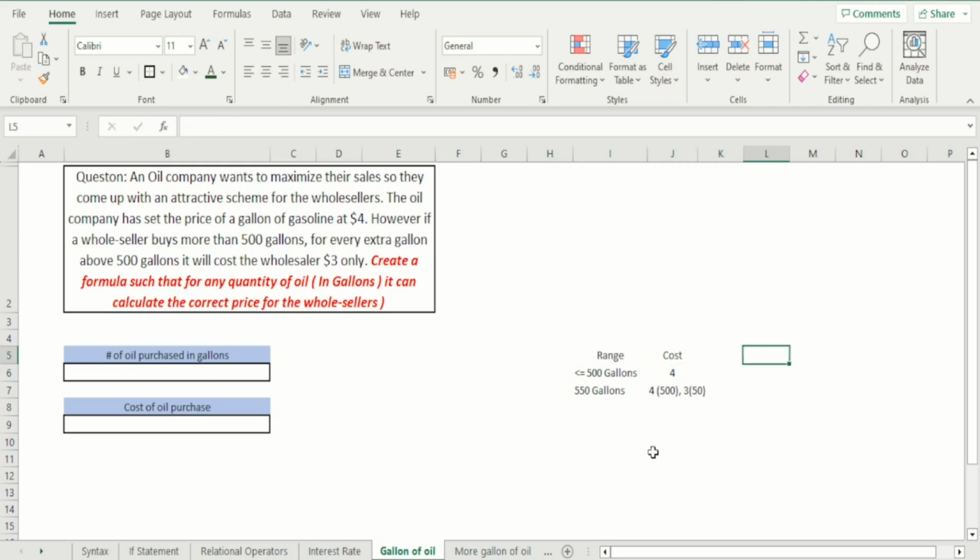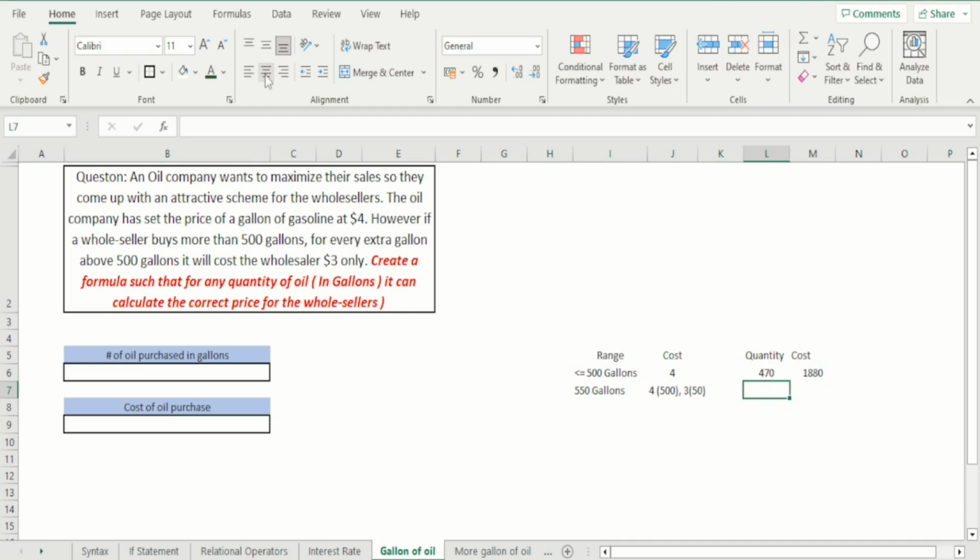So let's look at how the formula would work for the cost. Let's take some concrete values here. So let's say the quantity is, let's say, 470 gallons. And out here, let's take a look at the cost. The cost for 470 gallons will be 470 times 4. This will be the cost for 470 gallons.